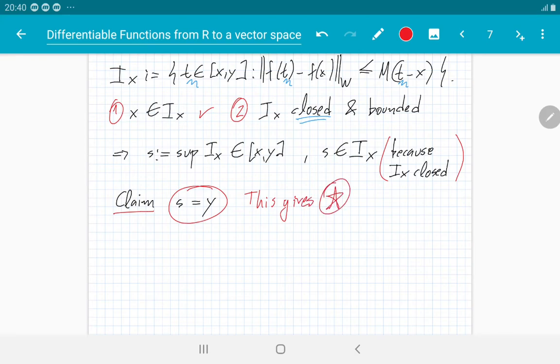And notice that if I know that, this gives me that star goal from before. And why? Because if y is the supremum, and the supremum belongs to I of x, then, let me erase this subscript here, I have f of y minus f of x less than m times y minus x, which is star. Okay, so once I prove that the supremum is y, then I'm done. How am I going to prove that? Well, let's do it by contradiction.